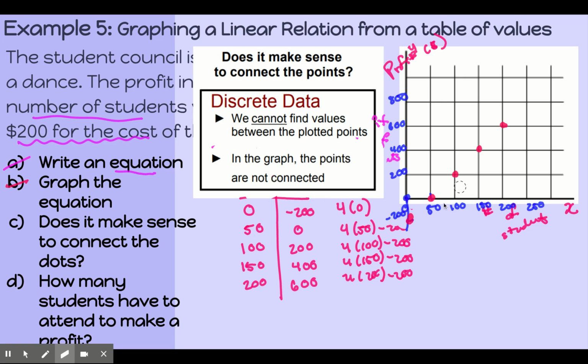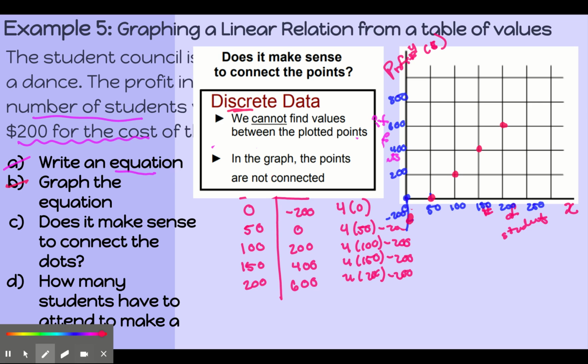Because you cannot have an in-between, like a decimal value of the number of students or a half a student, you can't actually connect these points. So this is what we call discrete data. And so therefore, we just plot the points as is and we do not connect the dots. Okay?